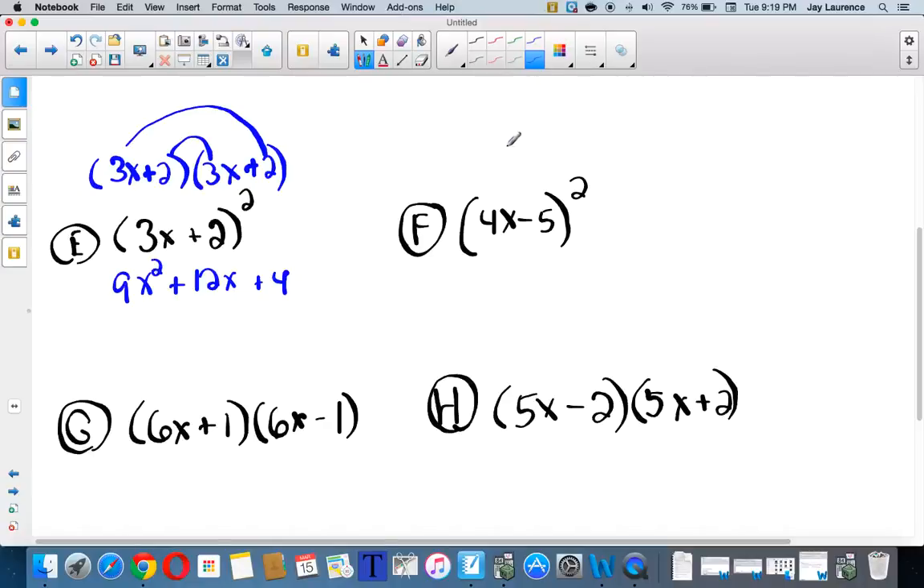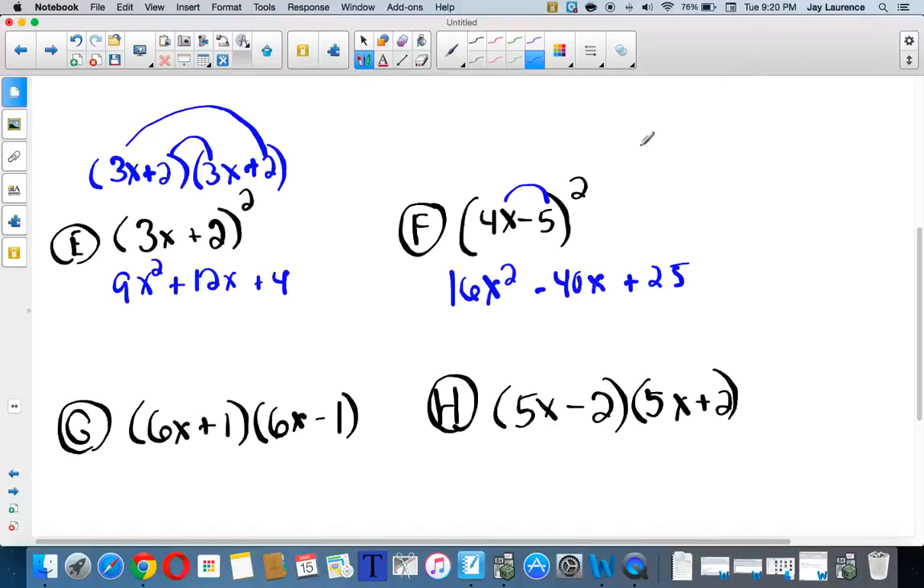Okay, F is a very similar problem. Hopefully you've tried it already. If you don't want to write it out and you can remember what to do, you can go 16x squared. Okay, there's going to be a plus 25 over here. I'm going to multiply these two together and double it. That'd be negative 20, must be negative 40x. And there you go. And again, I got a quadratic trinomial.